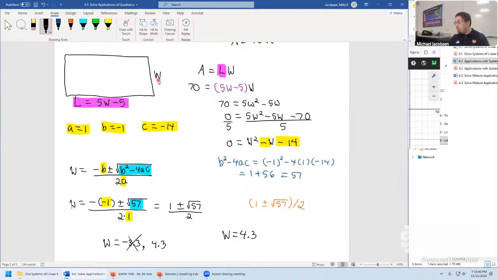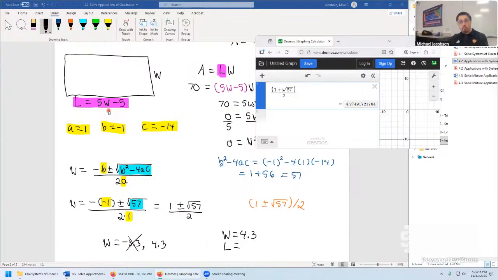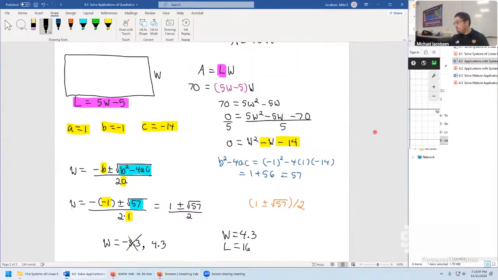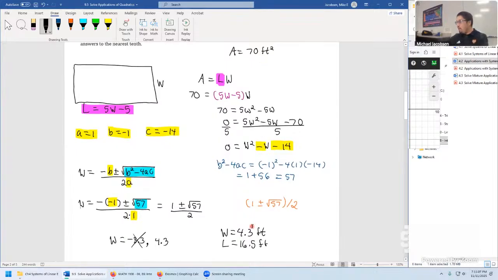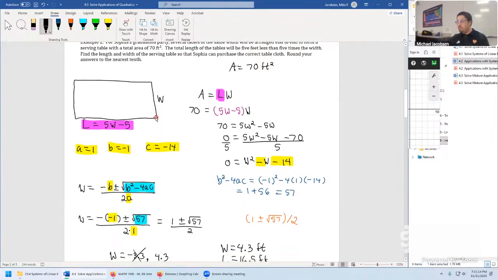We want both the length and the width, so we're halfway there. For the length now, just plug 4.3 right here. This would be 5 times 4.3 minus 5. So the length is going to be 16.5, both in dimensions of feet. So that would do it. The area is not going to be exactly 70 feet squared because we rounded to the nearest tenth, but it's going to be pretty awful close. So that's the solution to a lot of these kinds of problems.